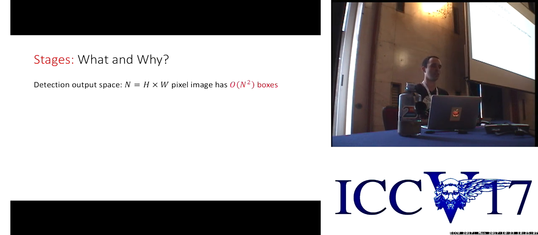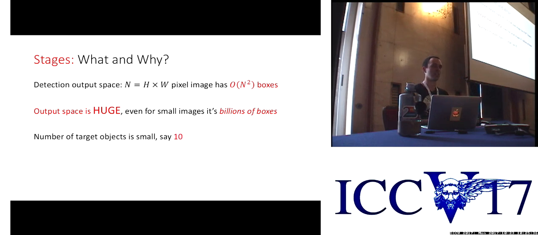So if we take a look at the object detection problem in the abstract, if you have an image with n pixels, that's going to lead to on the order of n squared boxes, which is essentially the output space of the object detection problem. So this is huge. Even if you have a really small image, say 300 by 500, this is going to lead to billions of boxes that exist in the image.